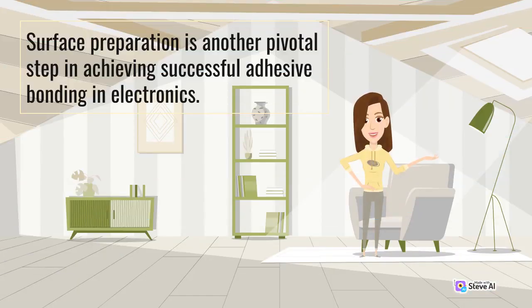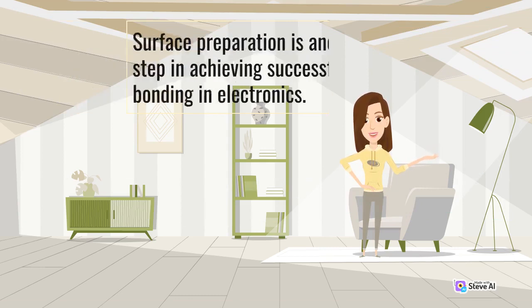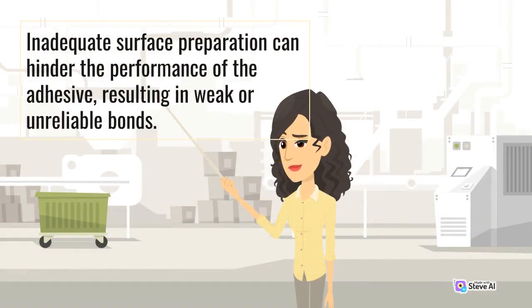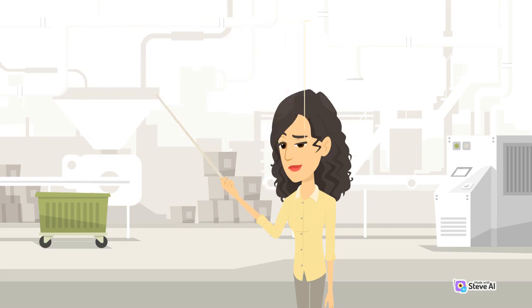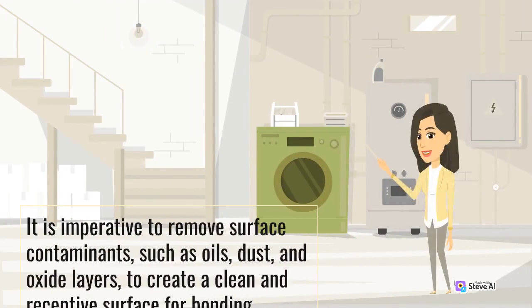Surface preparation is another pivotal step in achieving successful adhesive bonding in electronics. Inadequate surface preparation can hinder the performance of the adhesive, resulting in weak or unreliable bonds. It is imperative to remove surface contaminants, such as oils, dust, and oxide layers, to create a clean and receptive surface for bonding.